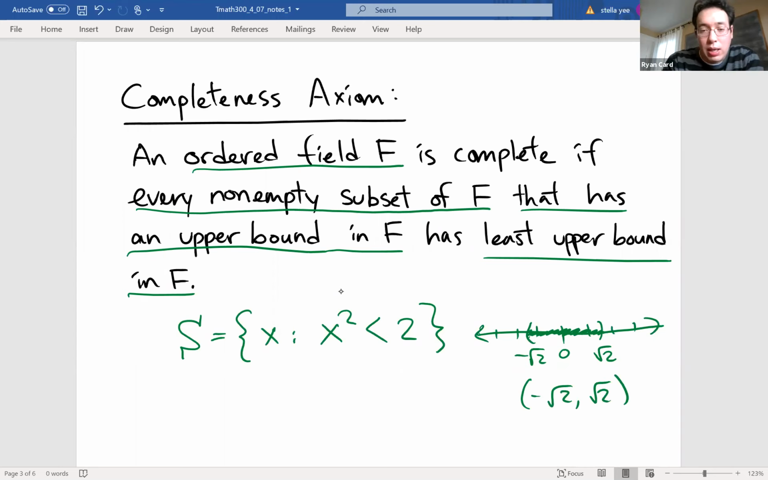So this set is non-empty. There are some elements in there. For example, 0 is within S because 0 squared is less than 2, right? So it satisfies that condition on the right. So it's non-empty.